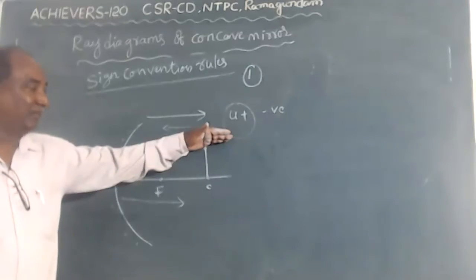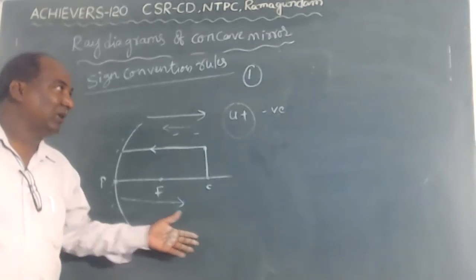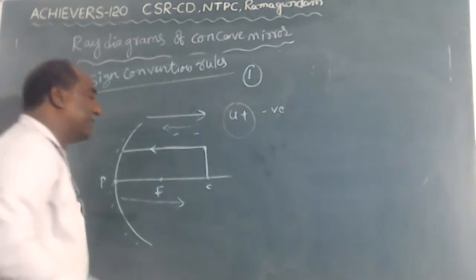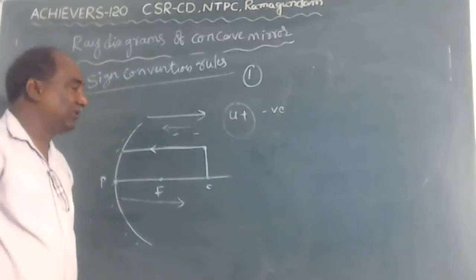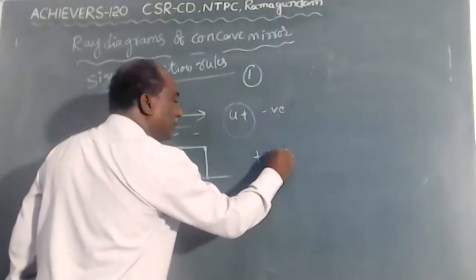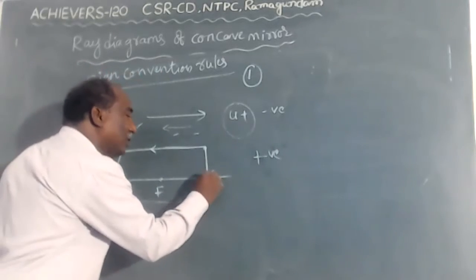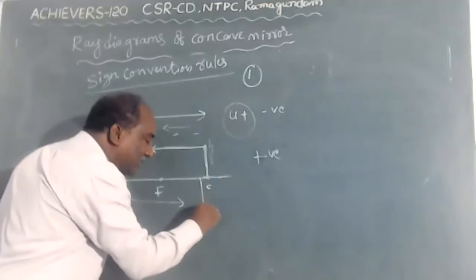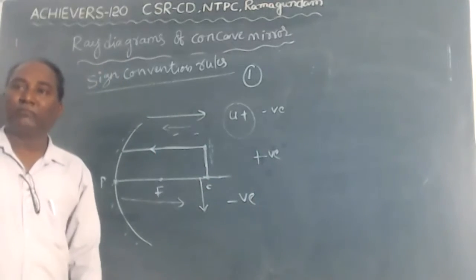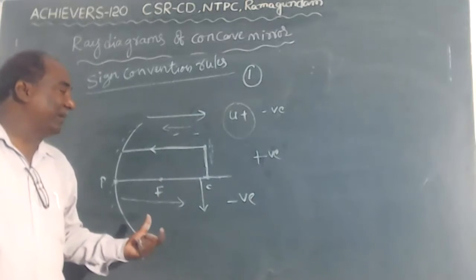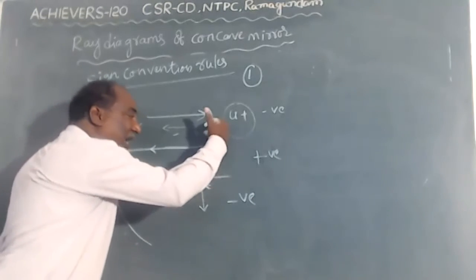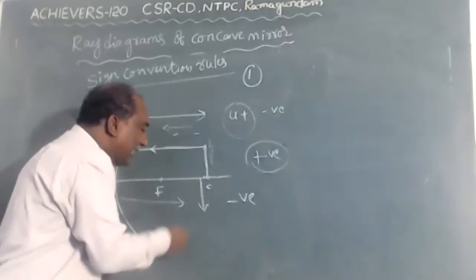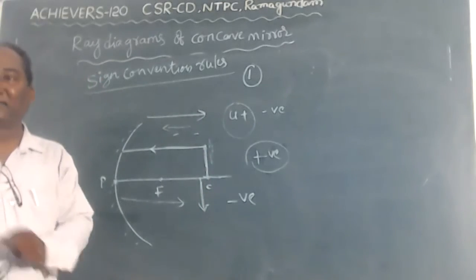Height of the object and height of the image. If it is above the principal axis, we have to take it as positive. Above the principal axis is taken as positive. If it is below the principal axis, that is negative. If it is measured above the principal axis, it is positive, and if it is negative, it means it is below the principal axis.